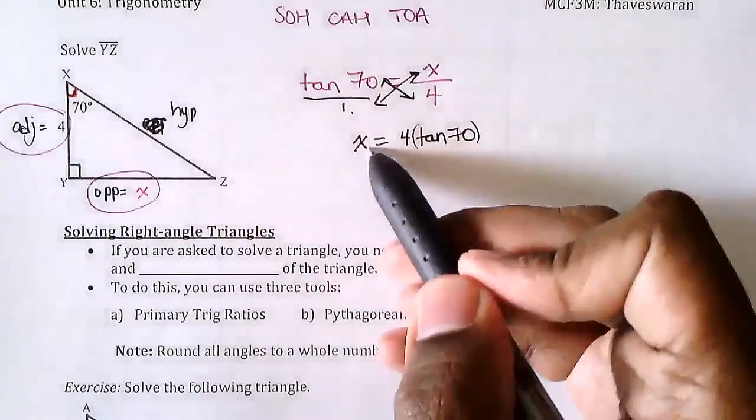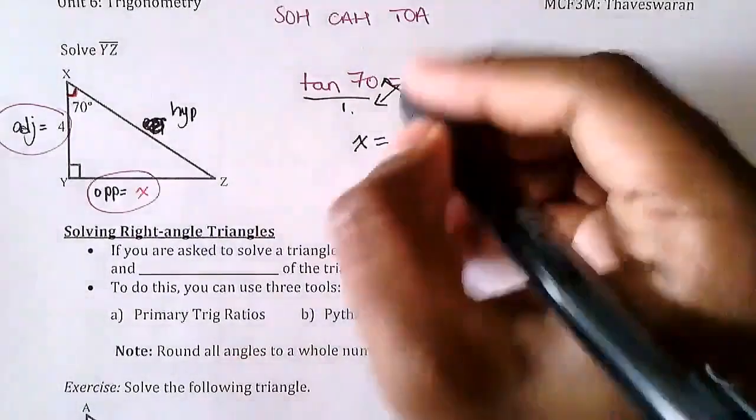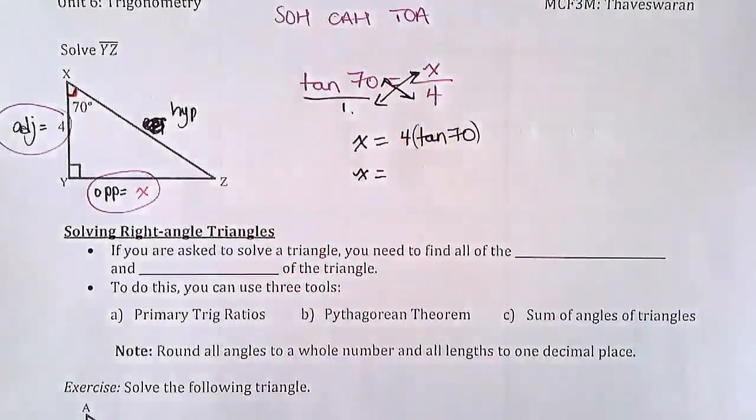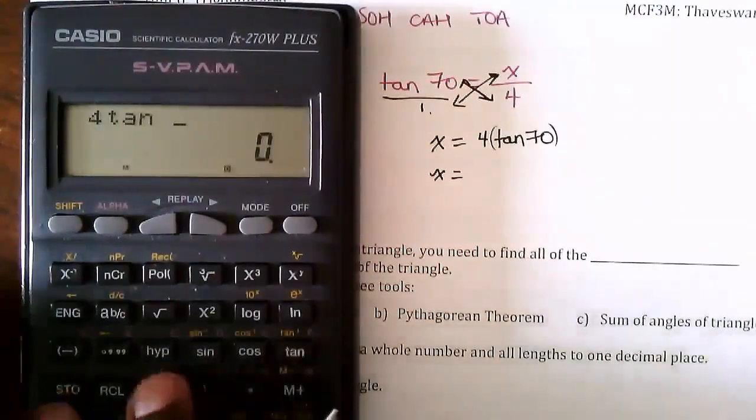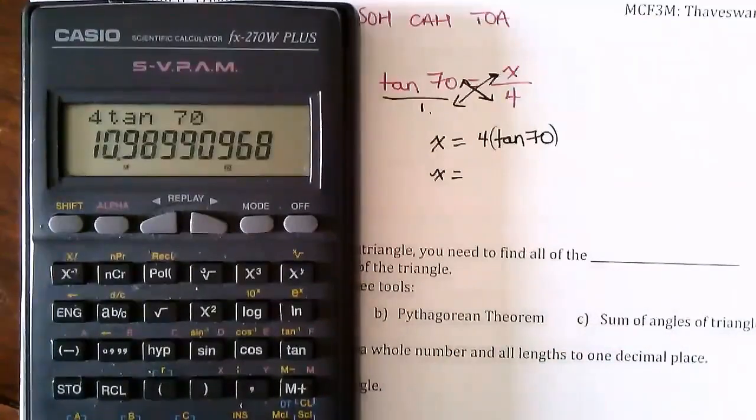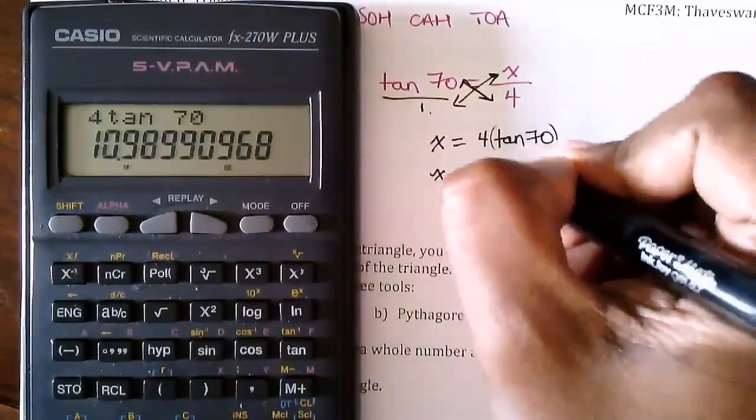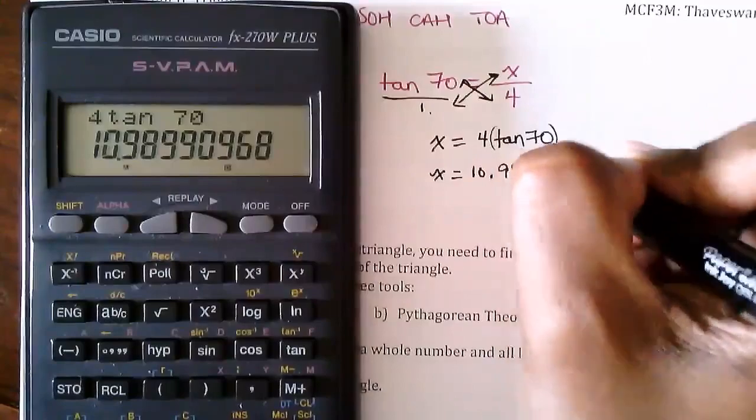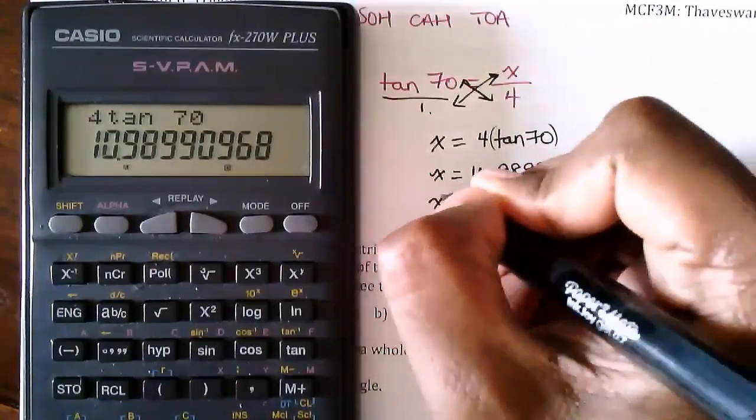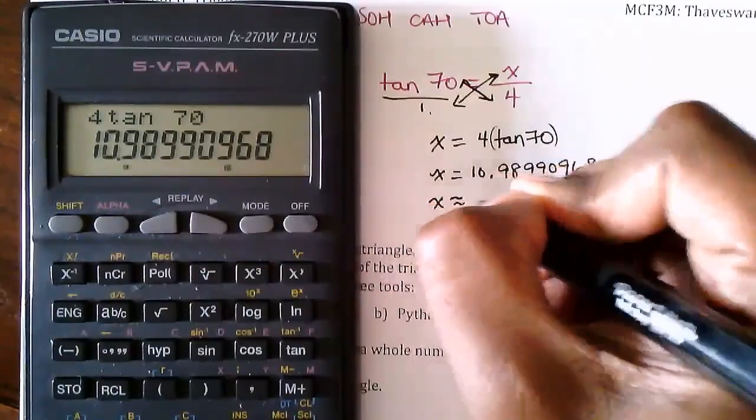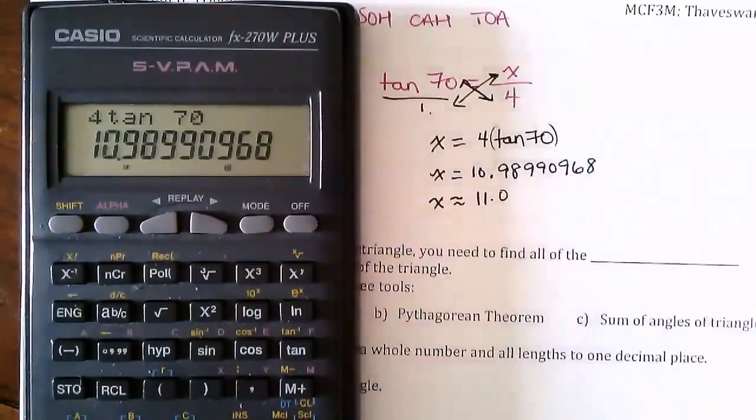I've isolated for my x. That was the goal of this question. All I have to do is plug this into my calculator. So when I plug it in, 4 tan 70 is equal to 10.9899098. Again, if I'm rounding it to one decimal place, that's about 11.0.